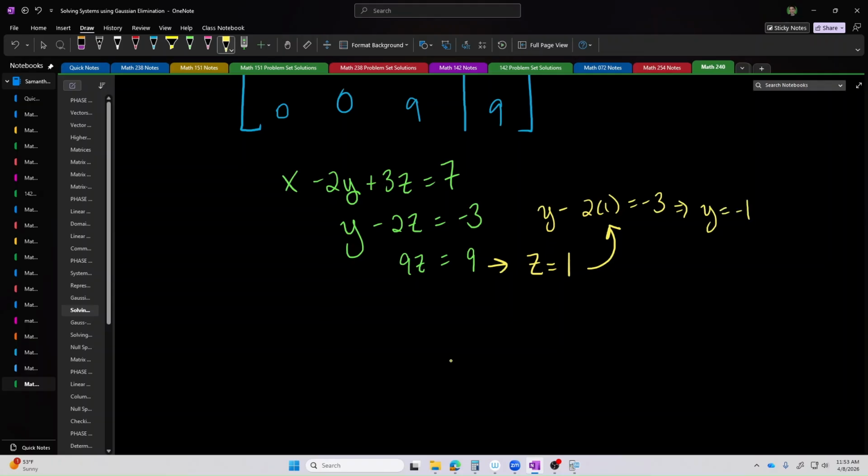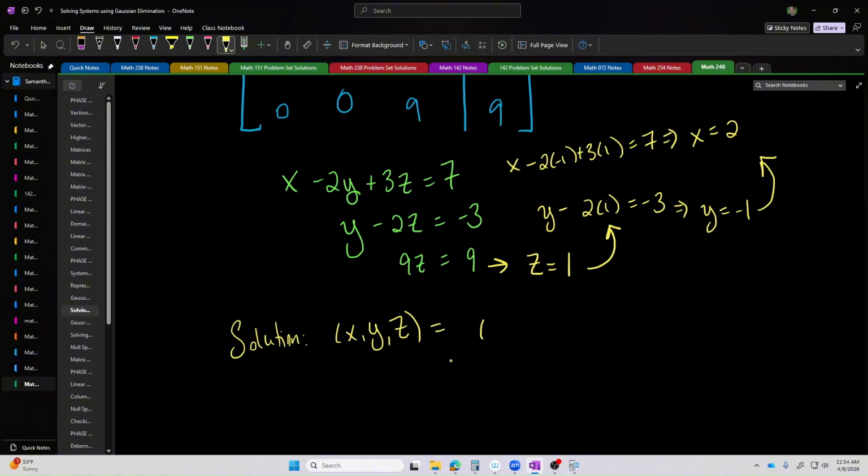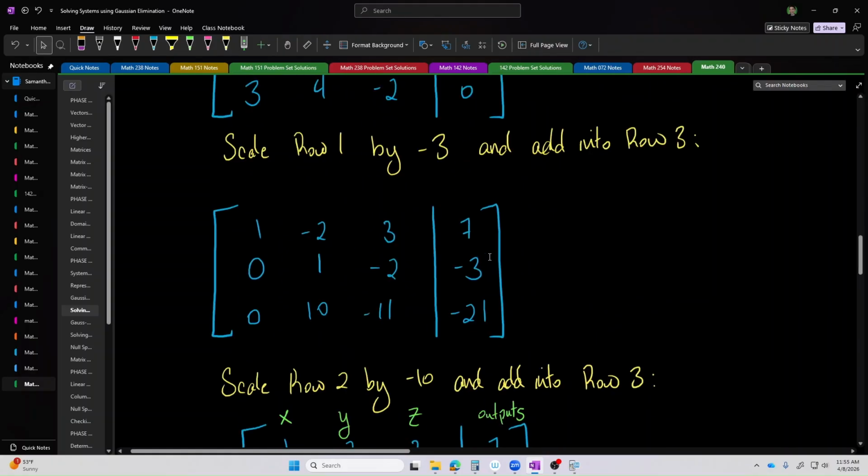And then based on those results, if I substitute both of those values into this first equation, I can find the value of x immediately. So based on that, I would be getting a value of x is equal to 2, I guess. So based on that, my solution to the system would be x, y, z is equal to 2, negative 1, and positive 1. So this is the overall process.